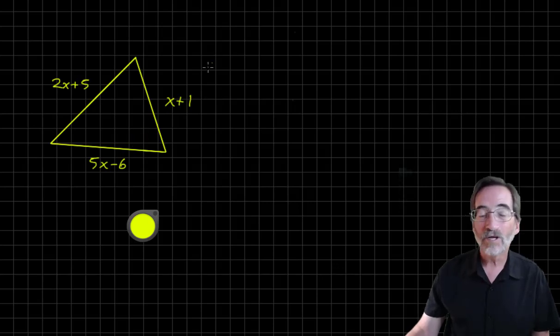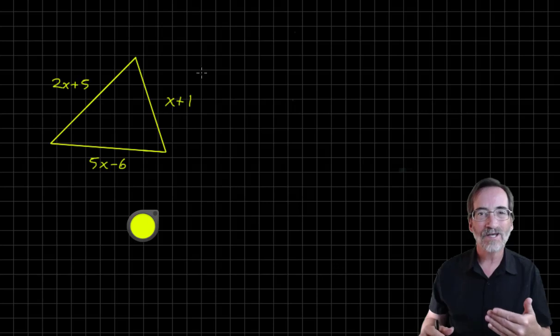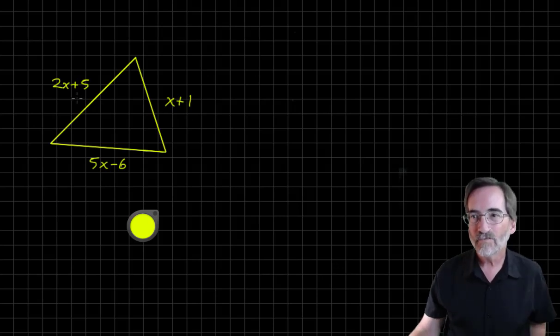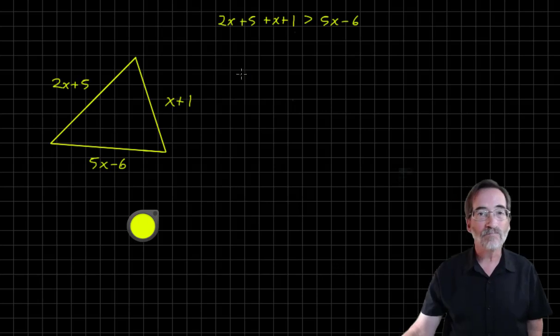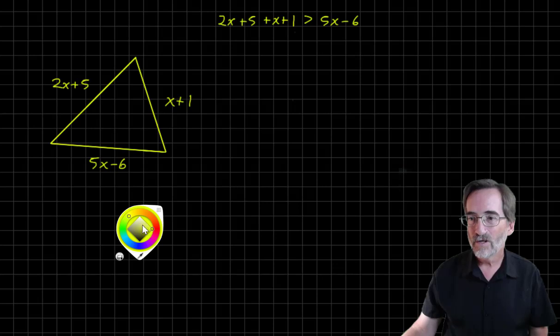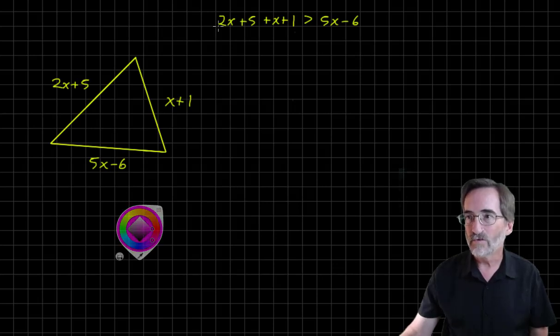Right? So the triangle inequality says, again, that any two sides are going to be more than the third. So I'm going to take the top two sides, 2x plus 5 plus x plus 1. So the top two sides are more than the bottom side, 5x minus 6. Okay? So the top two sides are more than the bottom side. And I'm going to solve this inequality. Right? You may recall there's a step called regrouping or combining like terms. We have 2x and 1x. When we combine those, we get 3x.